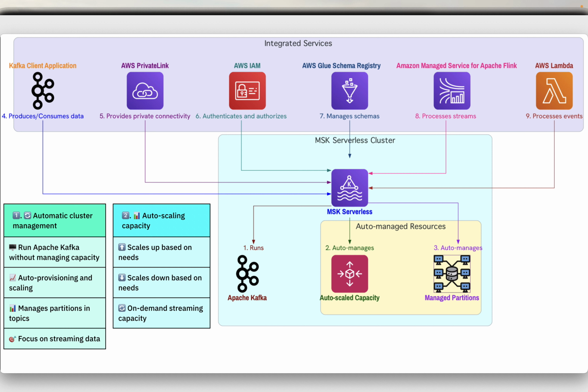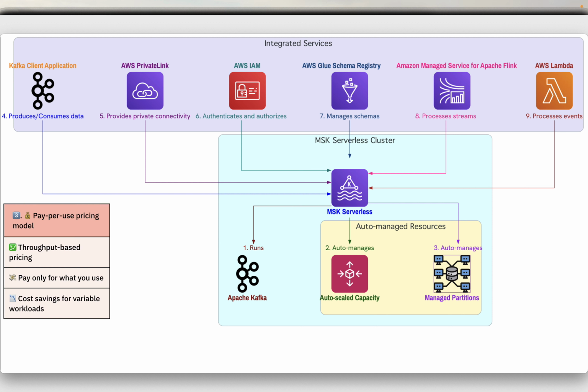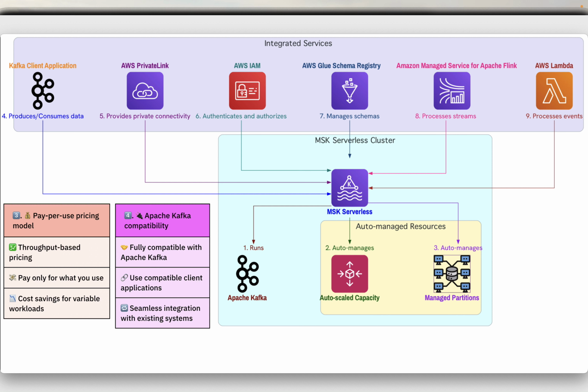So if you want more control, you can go with MSK, the regular managed version. But if you don't want to worry at all, you can go with the serverless version. MSK serverless offers a throughput-based pricing model, meaning you only pay for what you use. This can lead to cost savings, especially for applications with variable or unpredictable workloads. MSK serverless is fully compatible with Apache Kafka, and this means you can use any compatible client applications to produce and consume data, allowing for seamless integration with existing Kafka-based systems.